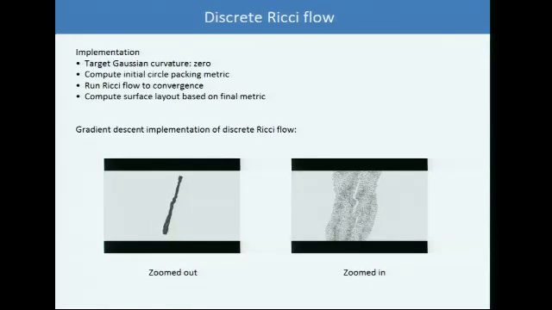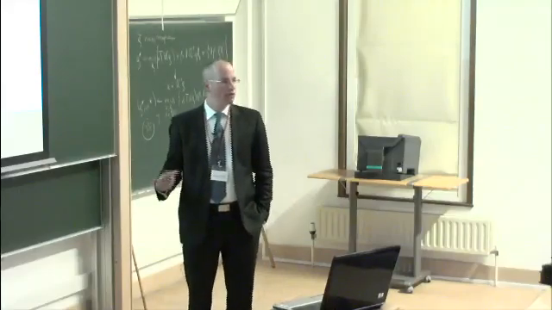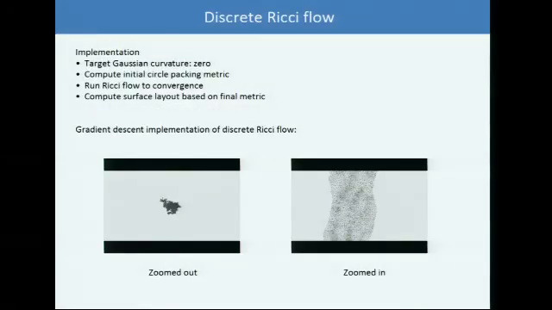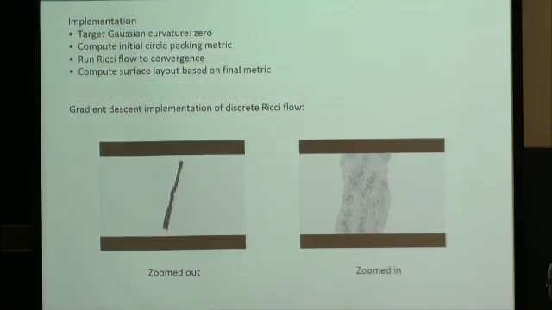What I'm showing you here is a zoomed out and zoomed in view of the mesh as we're running the Ricci flow. And what we're showing is the surface layout based on a planar embedding. Initially the mesh looks a bit erratic because it's not actually planar, but as we run the PDE, the mesh becomes more planar, and we get these cracks that start to fill in, and any overlaps are also dealt with.